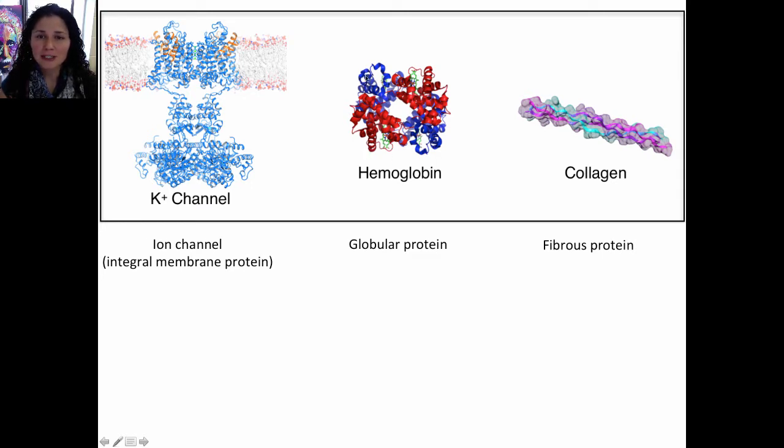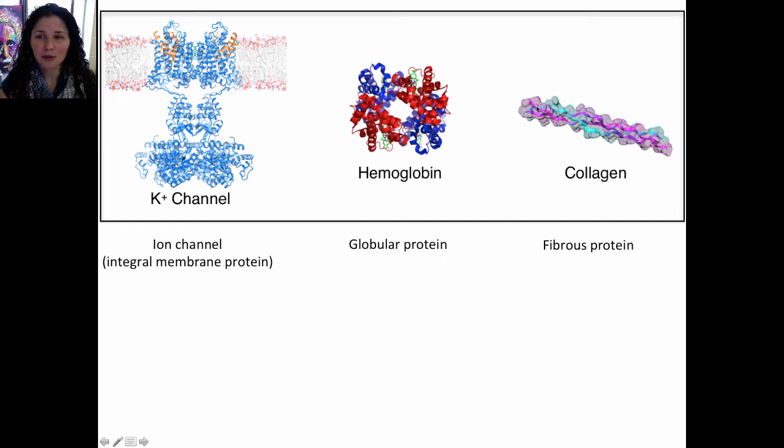Notice that this is a very different type of protein than the potassium ion channel because they have very different functions. Another example is collagen. Collagen has a very different function from the other two proteins. The job of collagen is to be strong and flexible.